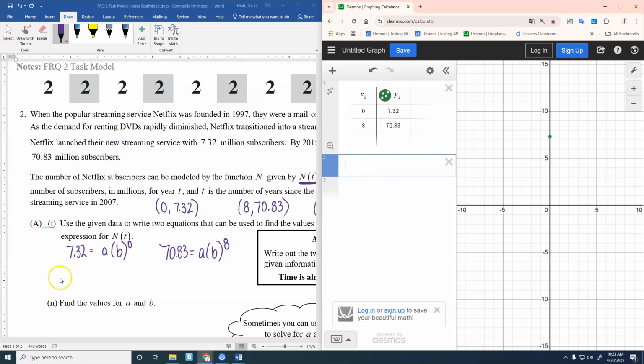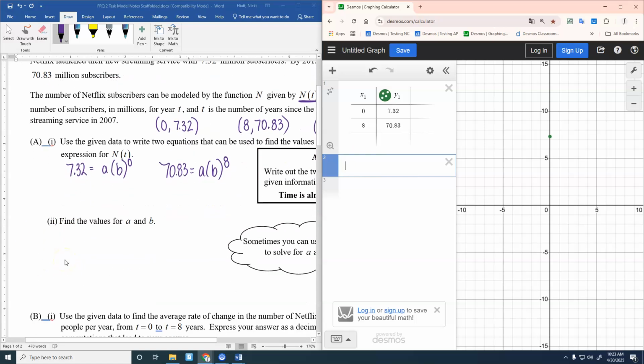And then you can use the programmed regression for this, or it might be safest whenever we've got N of t equals a times b to the t power. Your t was your x1. So you're going to have x1 right here. And your y was your N of t. So it's going to be y1 squiggle.